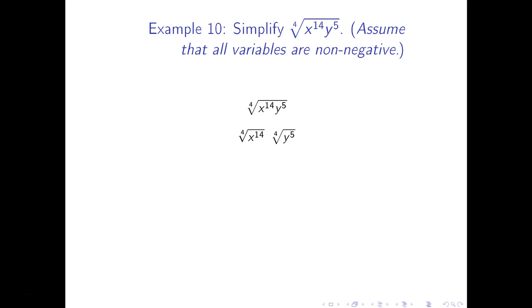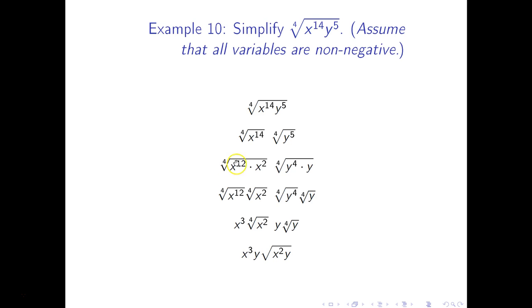Hopefully you're saying largest multiples of 4. So what's the largest multiple of 4 that's less than 14? That's 4, 8, 12, 16, etc. Well, that would be 12. So this is x to the 12th, and I'm left with x squared left over. Here I have y to the 5th, which I get y to the 4th and a y.